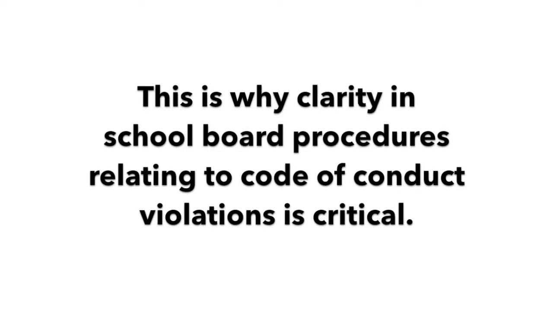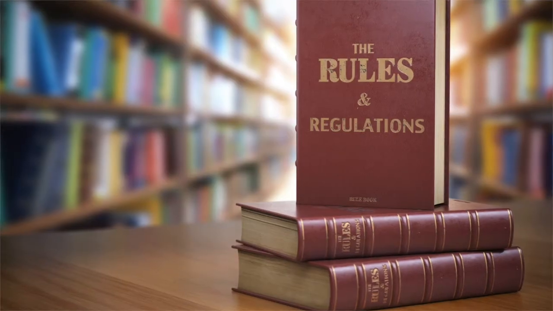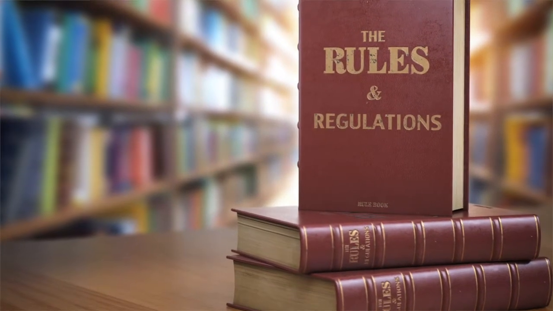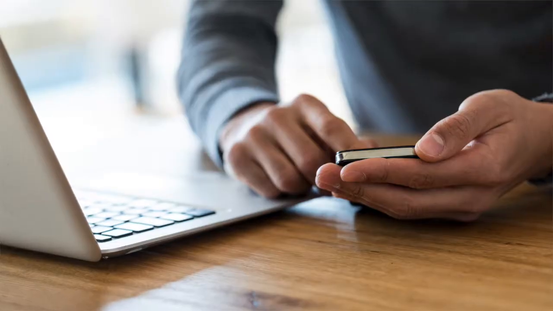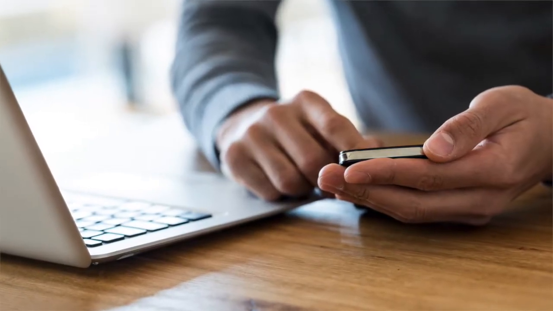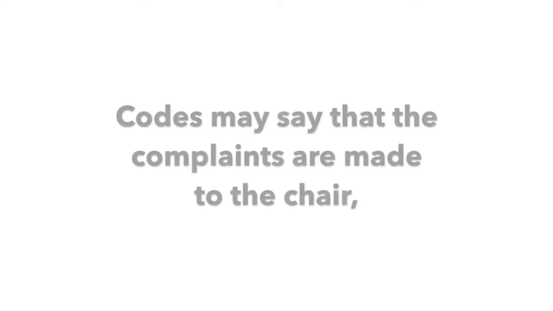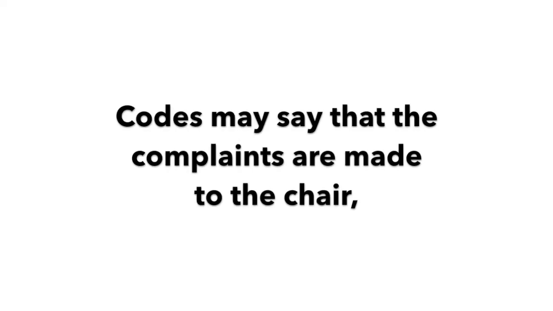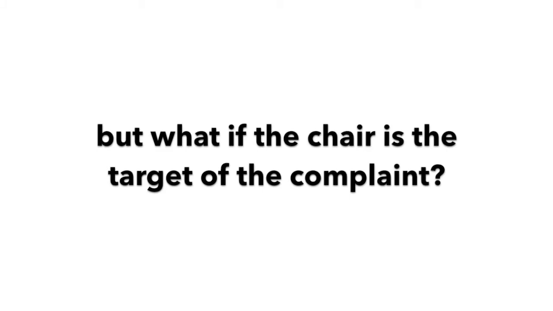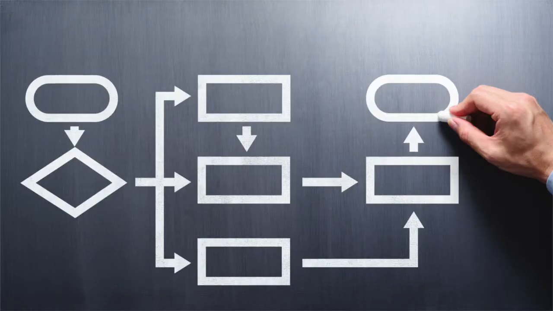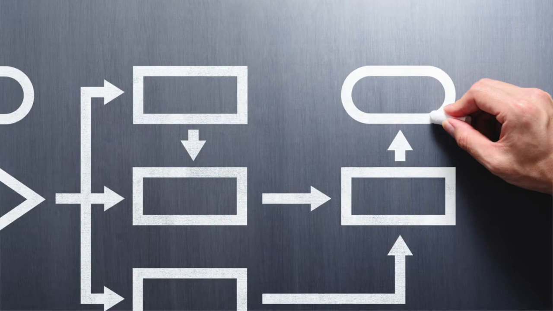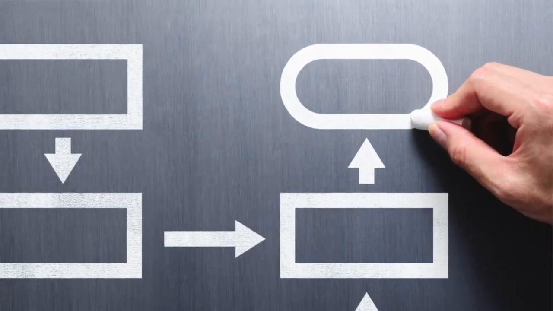This is why clarity in school board procedures relating to code of conduct violations is critical. As a starting point, your procedures need to state clearly who to approach if a trustee suspects a code of conduct violation, and there should be more than a single option here. Codes may say that the complaints are made to the chair, but what if the chair is the target of the complaint? The code must also outline the process that the recipient of the complaint is to follow.